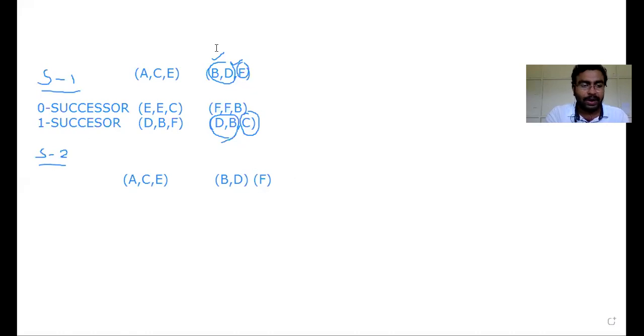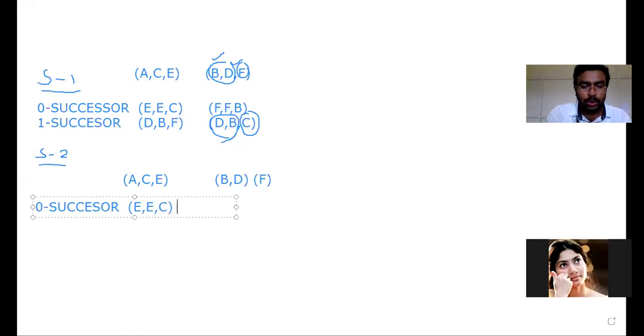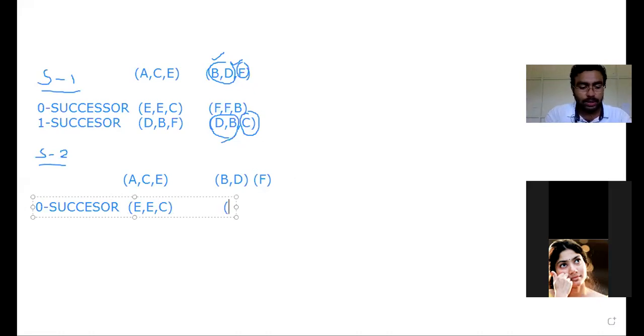Now go and find, students, what you will get here. What is the zeroth successor of ACE, students? The zeroth successor is E and C. And what is the zeroth successor of BD? F. What is the zeroth successor of D? F. Okay. So with this we can end, students. There is no need to find the zeroth and one successor of F.